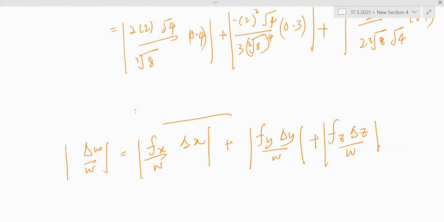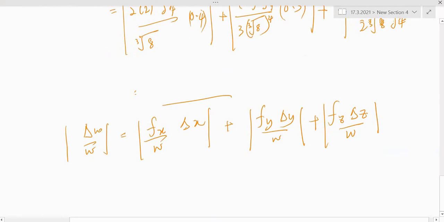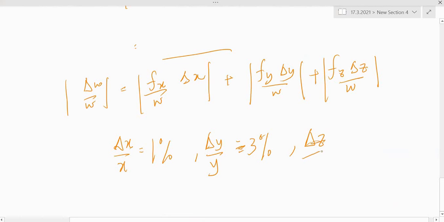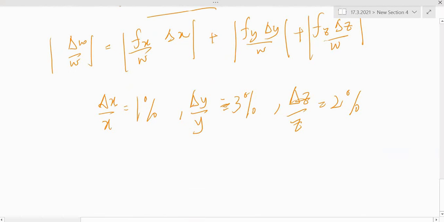But they have to give you the percentage error of delta X over X. They have to give you maximum percentage error in X. So maximum percentage error in X is 1%. Maximum percentage error in Y is 3%. And maximum percentage error in Z will be 2%. So you have to make somehow to look like this. Okay? So the answer is 4%.